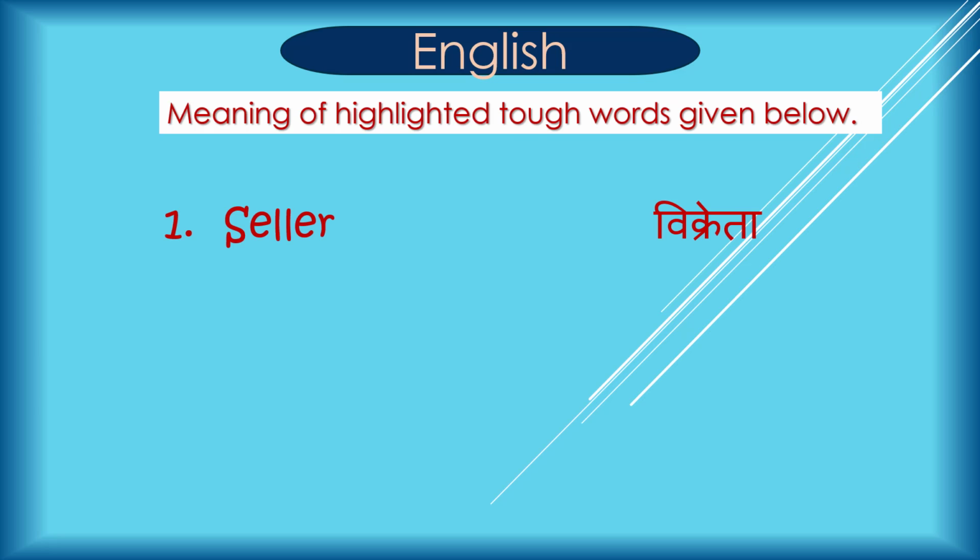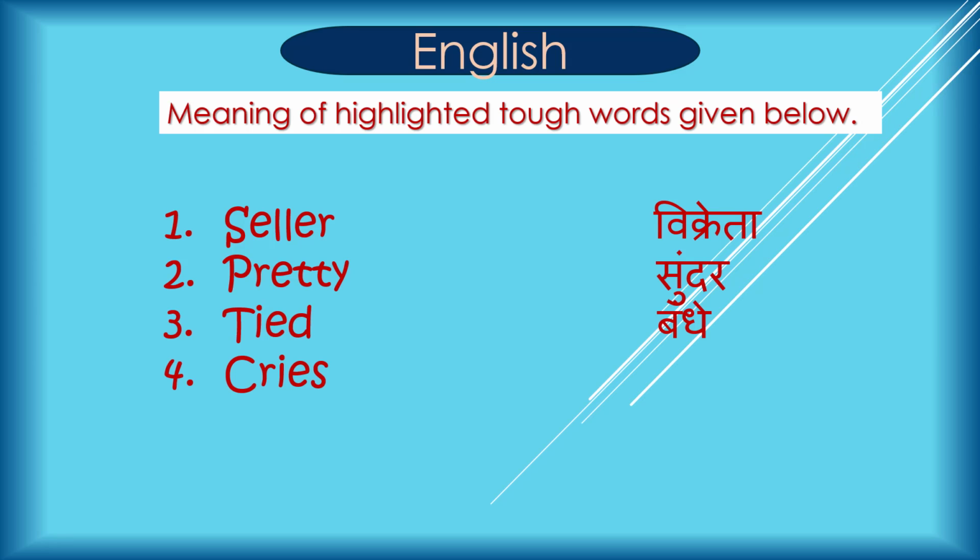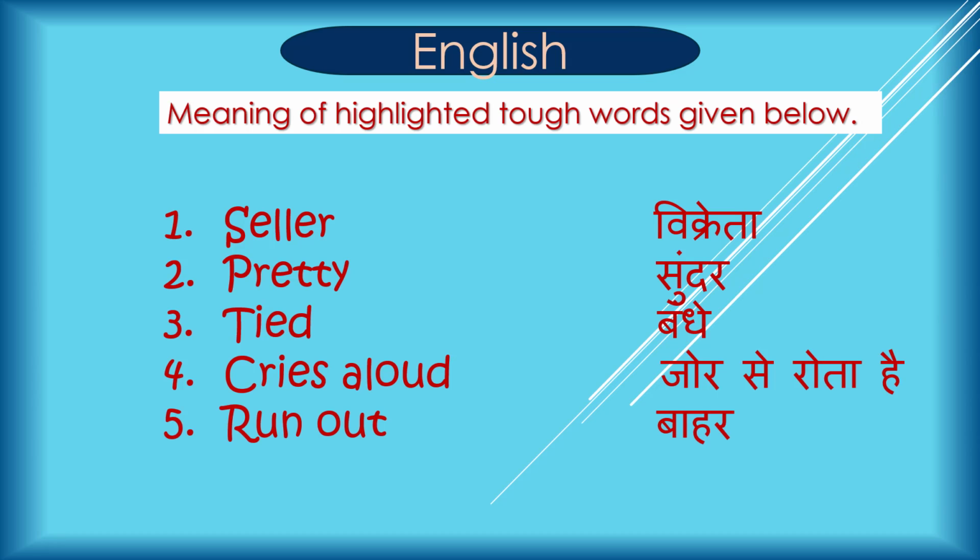1. Seller means Vikreta. 2. Pretty means Sundar. 3. Tied means Bandhe. 4. Cries aloud means जोर से रोना. And 5. Run out means बाहर.